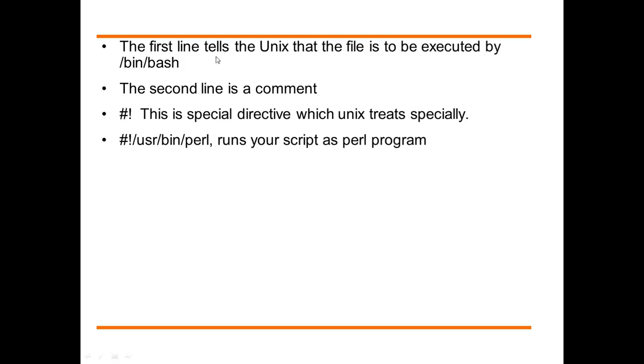Basically, the first line tells Unix that the file is to be executed by /bin/bash. This is the executable bash location. You can say hash exclamation if you want something to run as a Perl program, you just have to say /usr/bin/perl. If you want the following lines to be considered as a Java program, you just have to say /usr/bin or the respective location/java. So the only exception is the first line, when it appears for the first time.